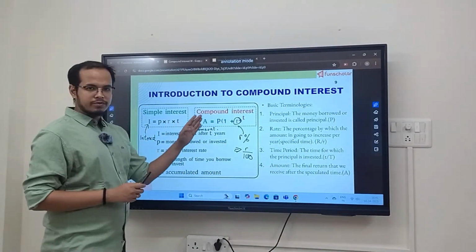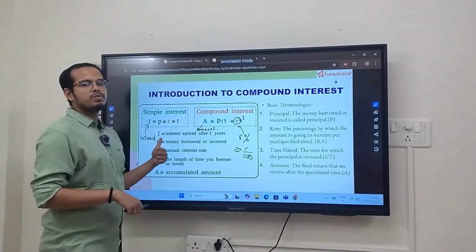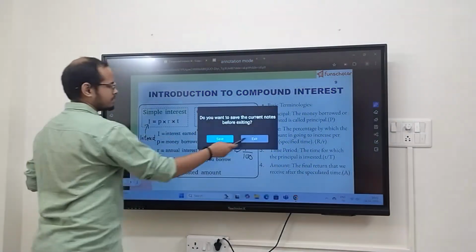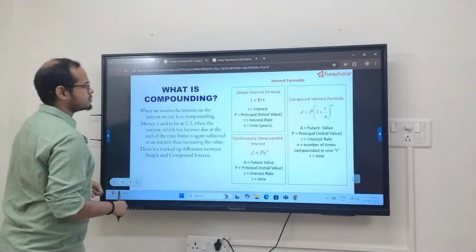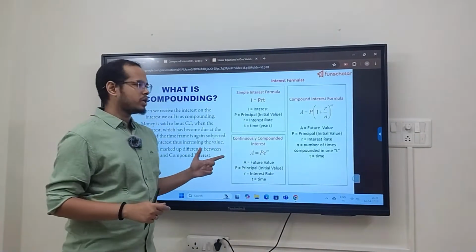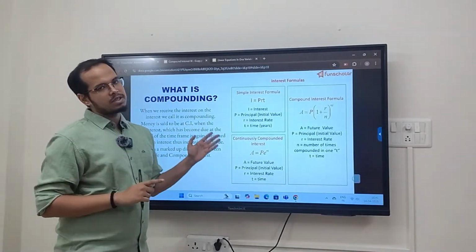Okay, so the compound interest formula gives us the amount directly, and the simple interest formula gives us the interest. After that we have to add the interest to the principal in order to get the amount. Okay, sure. Next, let's move on. Now compounding, we have already learned what compounding is. Investing a particular principal exponentially gives us compounding.